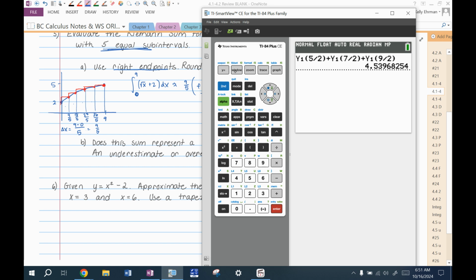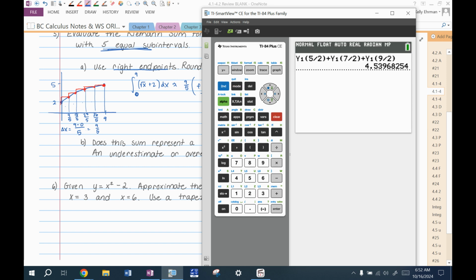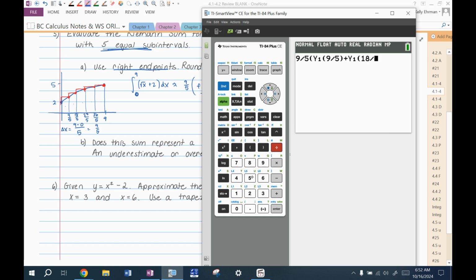All right, so this is another one where let's put this equation into the y equals, so square root of x. Make sure the plus 2 is outside of the square root. And then you've got 9/5 times the quantity. Alpha trace gives me y1 of 9 over 5 plus y1 of 18 over 5 plus y1 of 27 over 5 plus y1 of 36 over 5 plus y1 of 9.